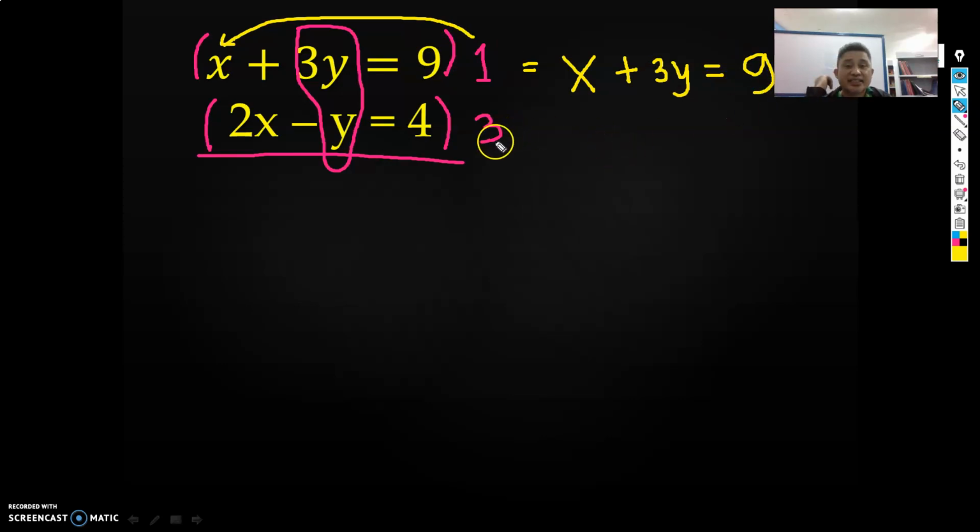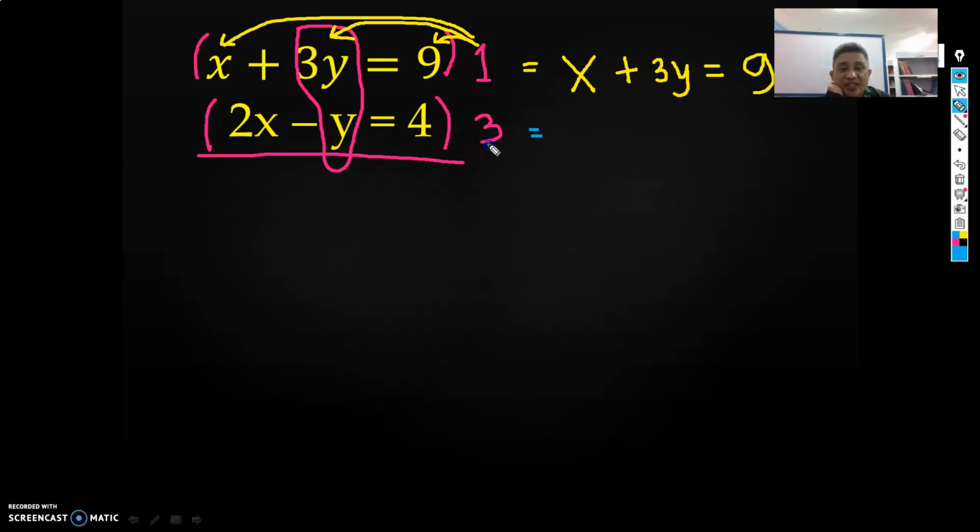Okay. Next, tignan naman natin ito nandito sa baba. So, ito ha. 1 times 3y is 3y. 1 times 9 is 9. Okay, ibahin natin ang kulay nito. Next, dito naman sa baba, itong 3. Saan nanggaling itong 3? Ito, dito. Saan nanggaling yung 1? Dito. Sa numerical coefficient ng y.